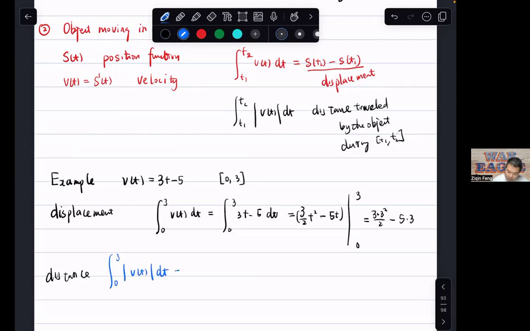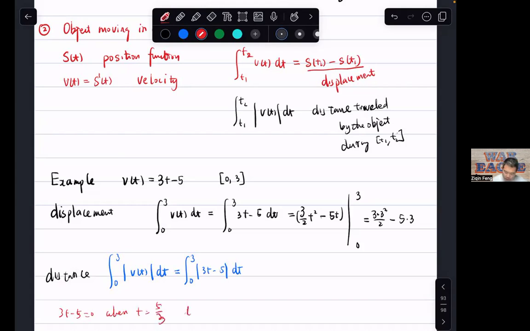So plugging in our function, this is integration from 0 to 3, the absolute value of 3t minus 5 dt. We don't have any idea how to integrate the absolute value function. So we want to get rid of the absolute value sign, right? You can see that 3t minus 5 is equal to 0 when t equals 5 over 3, right?